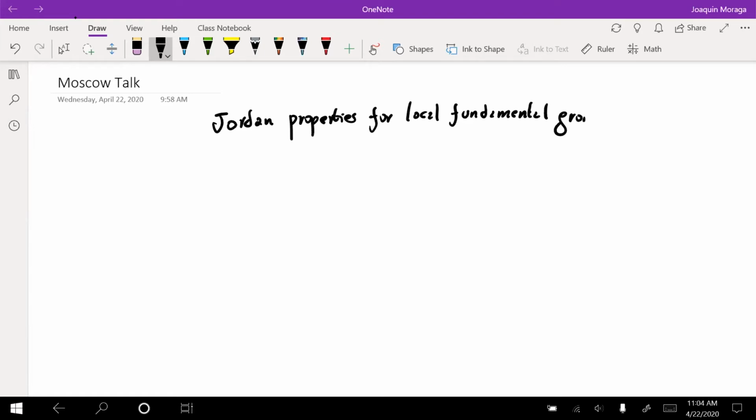So everything I will talk about is over the complex numbers. I think that you can generalize it to algebraically closed fields of characteristic 0 without any problem, and maybe characteristic p needs to actually do some non-trivial work.